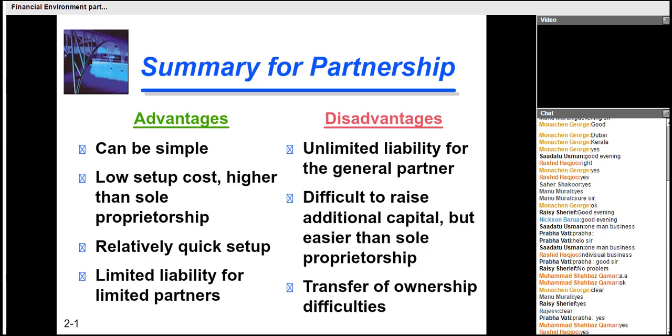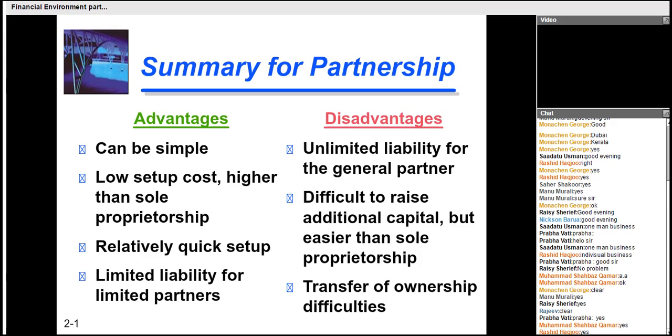Also, it is difficult to raise additional capital, but easier than in a sole proprietorship. That is, the company is not selling its shares in the market, so it's difficult to raise more capital, but easier than in proprietorships. In the proprietorship there is only one person, but here there is more than one partner, so it is easier to raise the capital. Is it clear? So this is a disadvantage, but you can say it's an advantage as well.